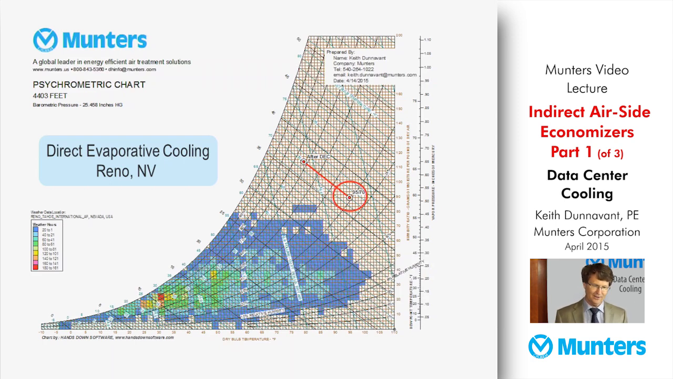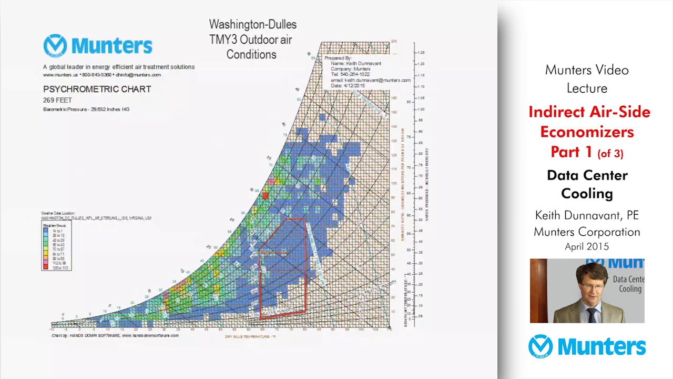So for climates like Reno, Prineville, Oregon, many other areas of the western United States and around the world in dry climates, the direct airside economizer with a direct evaporative cooler is a very good solution.